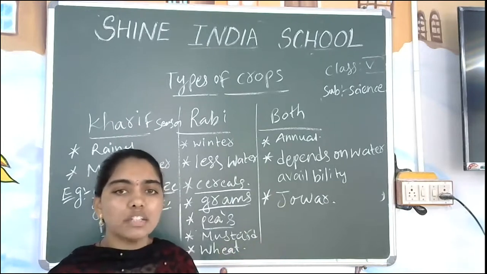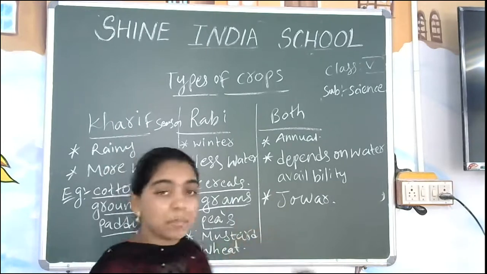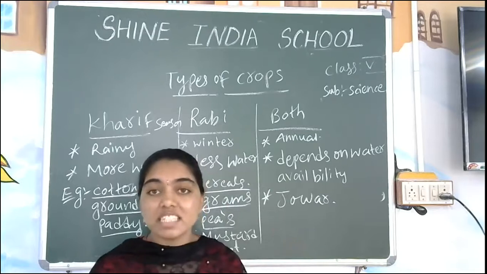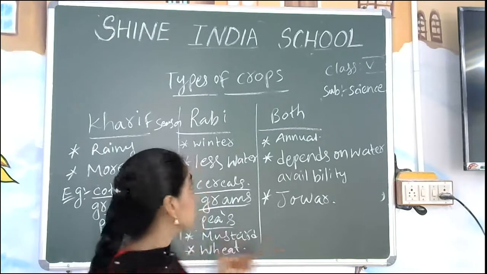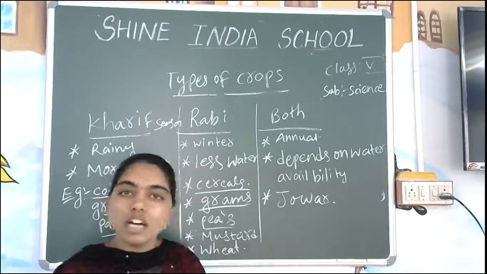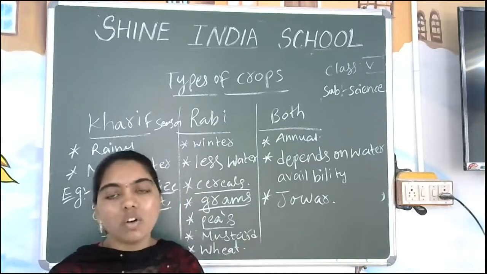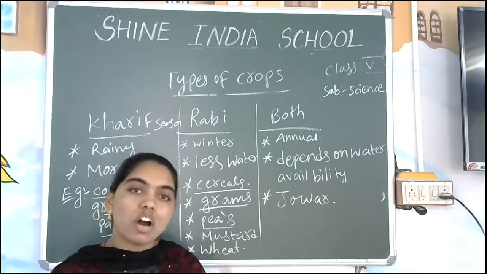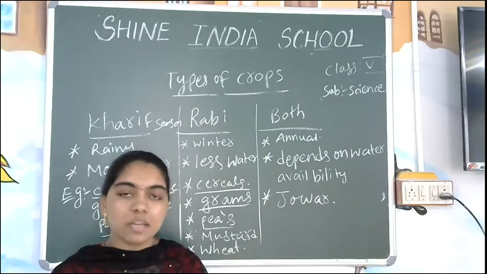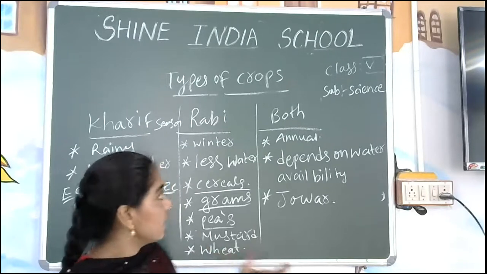Tomorrow I am going to tell you about what types of chemicals or materials are required for the improvement of the rabi crop or the kharif crop. Those are called compounds, or organic and inorganic substances. We will discuss later. Okay.